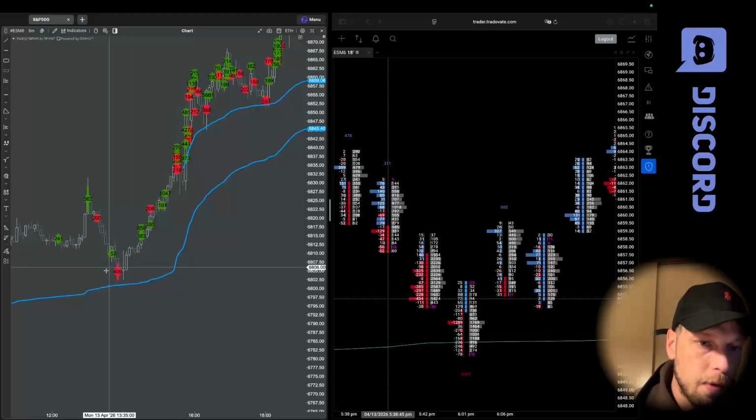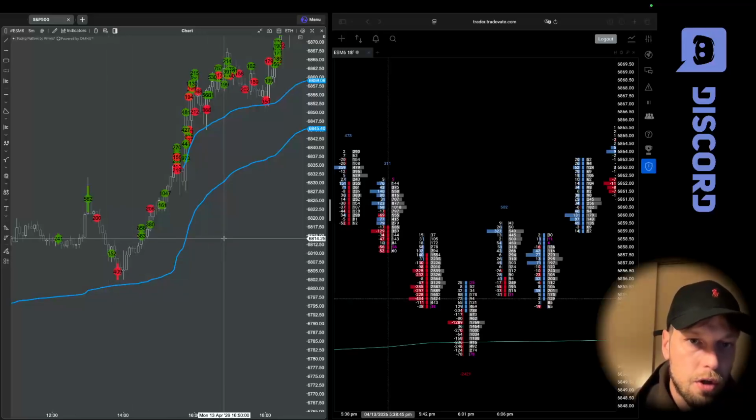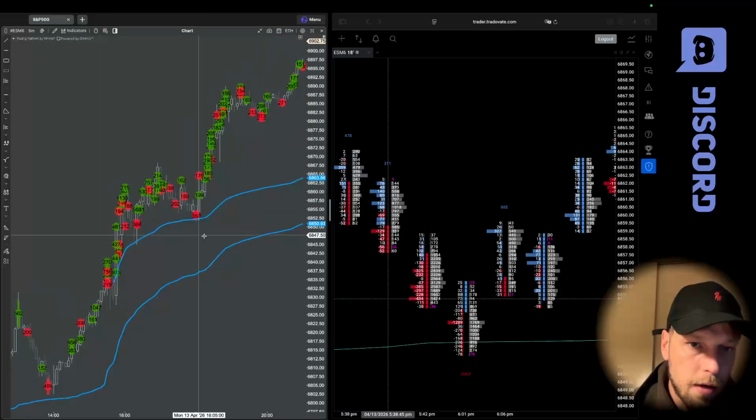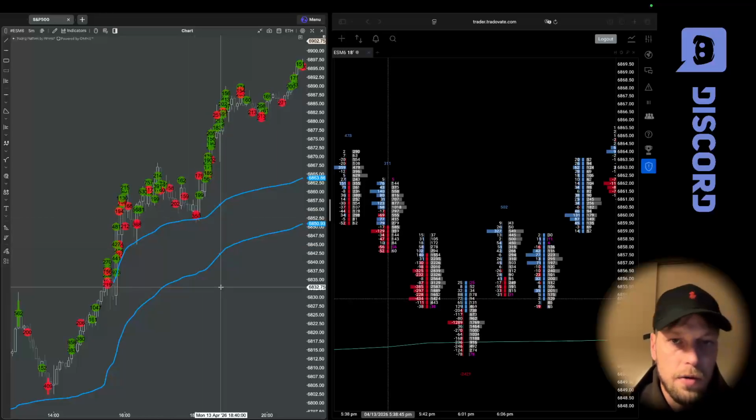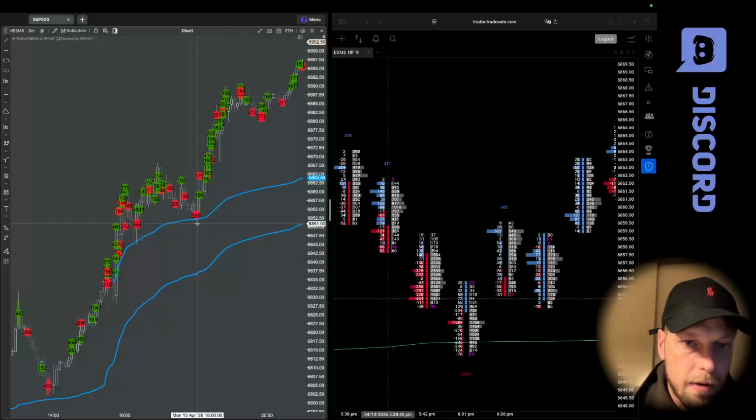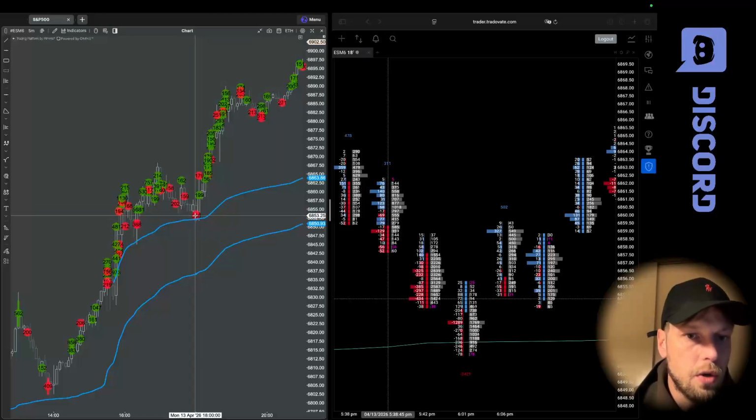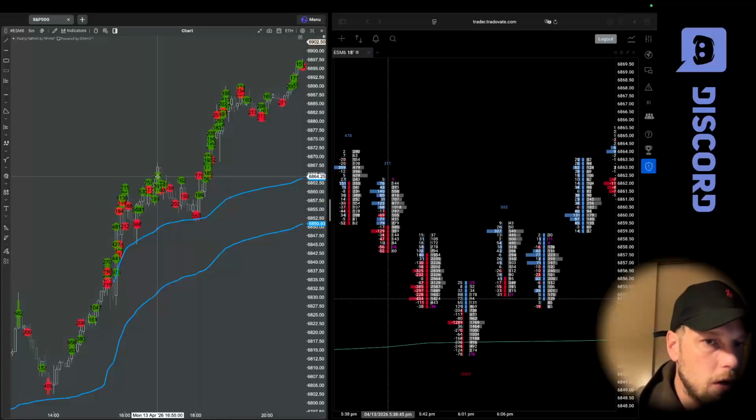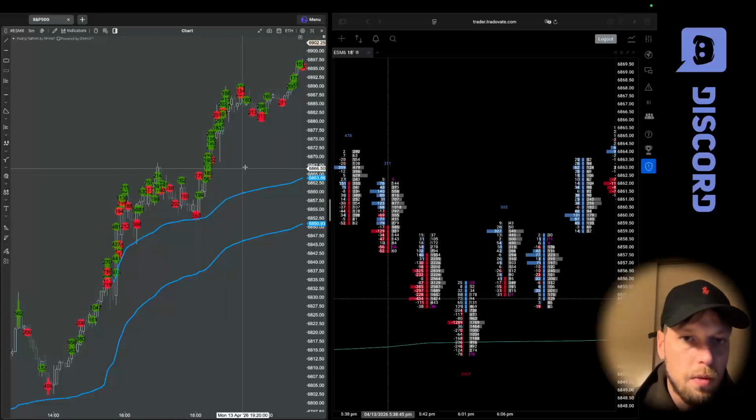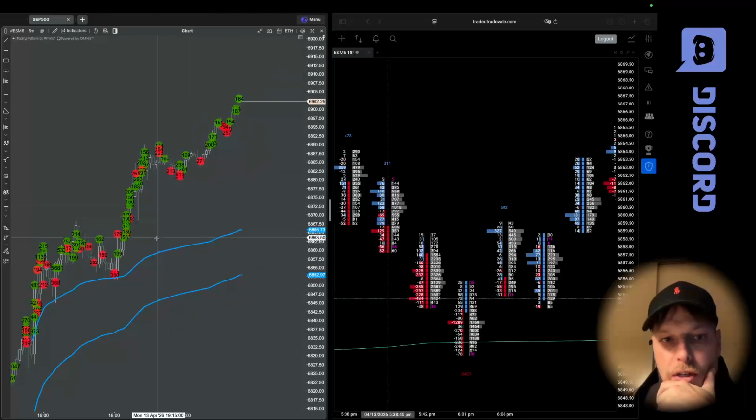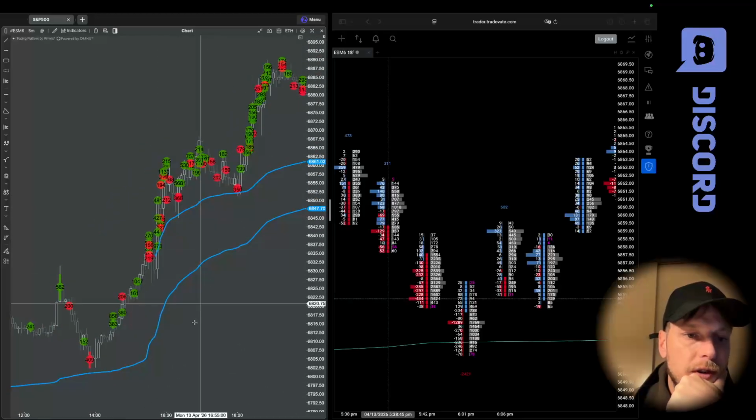409 contracts sold into the VWAP. 350 and another one behind it, so a lot of contracts being sold into the VWAP. It can also be someone who is long, and it can also be a stop loss, right? But it's very, very convincing.